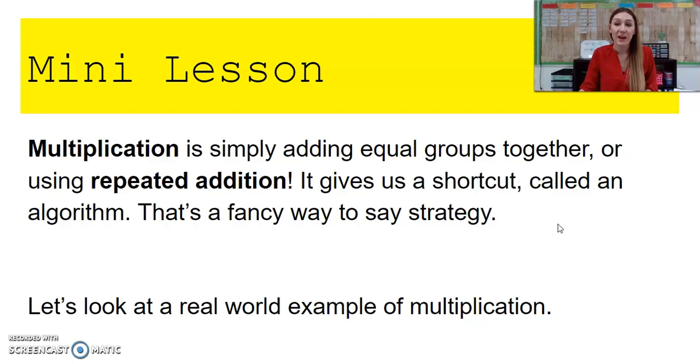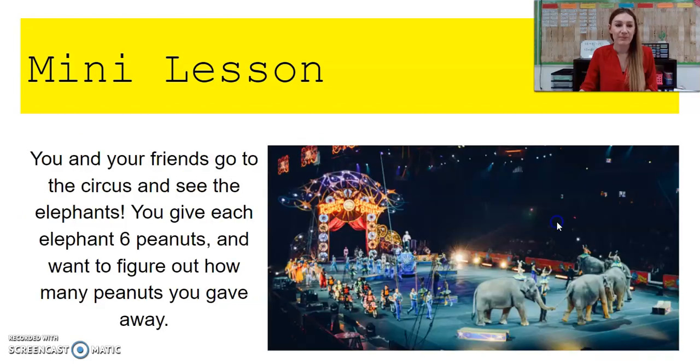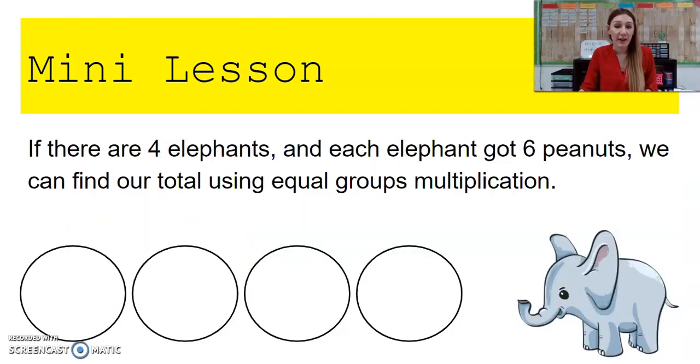Multiplication is simply adding equal groups together or using repeated addition. It gives us a shortcut called an algorithm. That's a fancy way to say strategy. Let's look at a real-world example of multiplication. Let's say you and your friends go to the circus and see the elephants. You give each elephant 6 peanuts, and now you want to figure out how many peanuts you gave away. If there are 4 elephants and each elephant got 6 peanuts, we can find our total using equal groups multiplication.